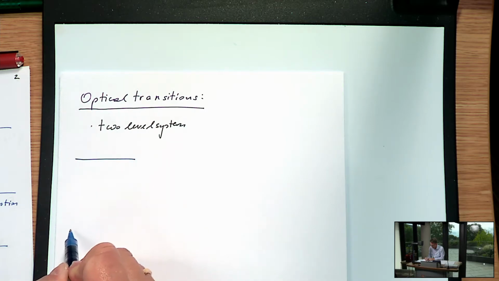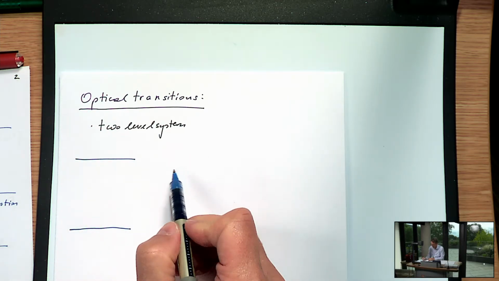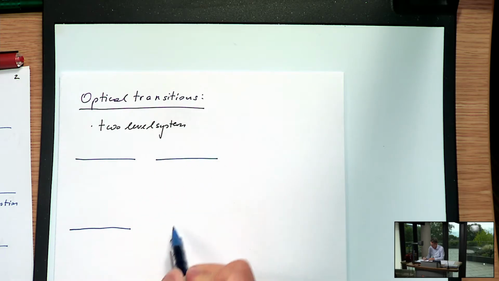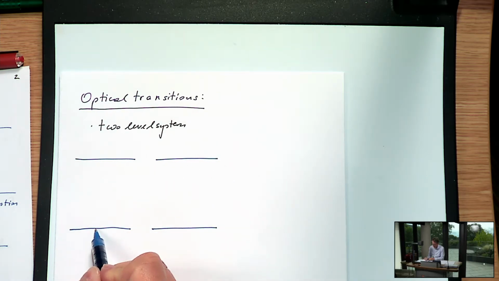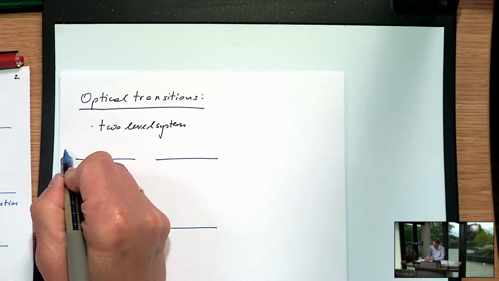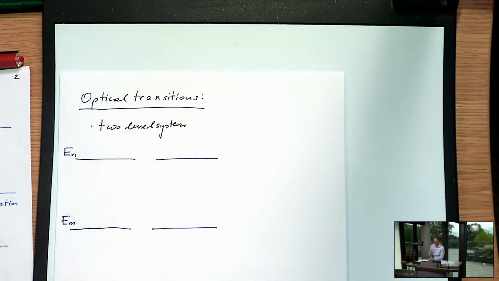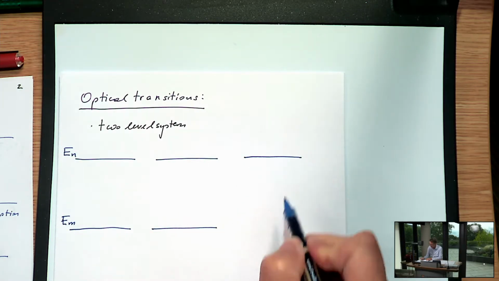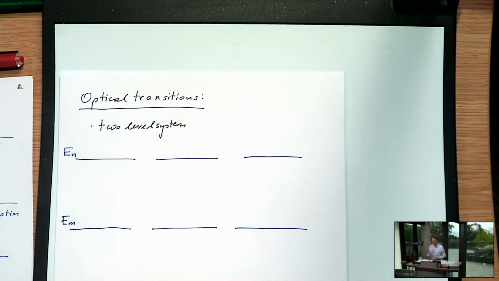There are three types of optical transitions between electronic states. The lower state is the ground state, so we denote this with energy level Em. And the excited state has an energy level En. So you go from state m to n, up. And there are three types of transition. So I draw three scenarios here.